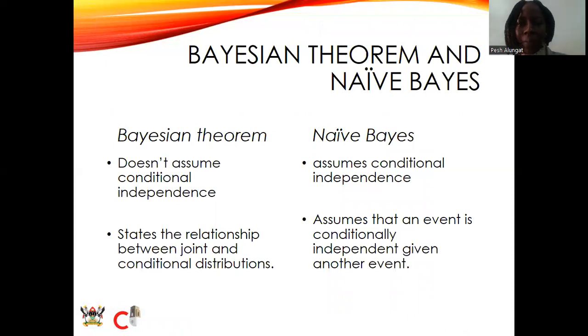The difference between the Bayesian theorem and naive Bayes: in the Bayesian theorem, we don't assume conditional independence, but in naive Bayes, there is an assumption of conditional independence. The Bayesian theorem states the relationship between joint and conditional distributions. In joint, these events have to happen at the same time, and the occurrence of one makes the occurrence of the other possible. But naive Bayes assumes that an event is conditionally independent given another event.